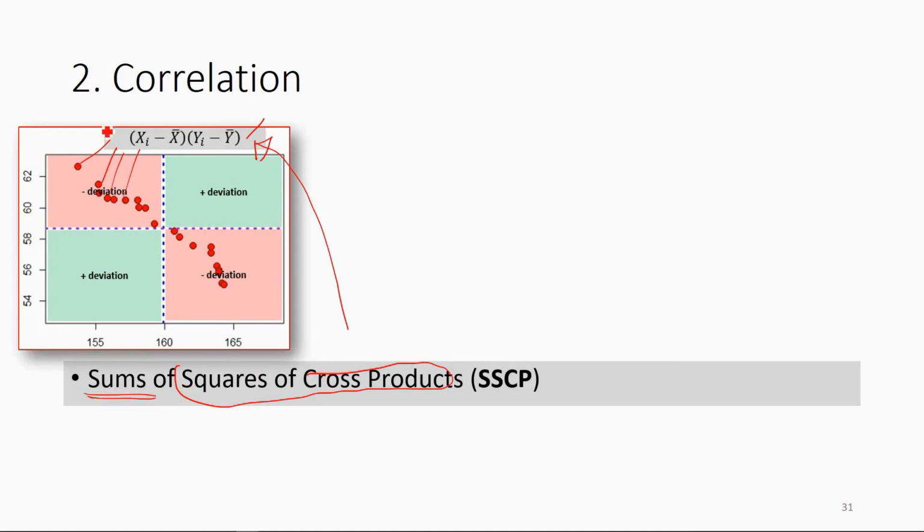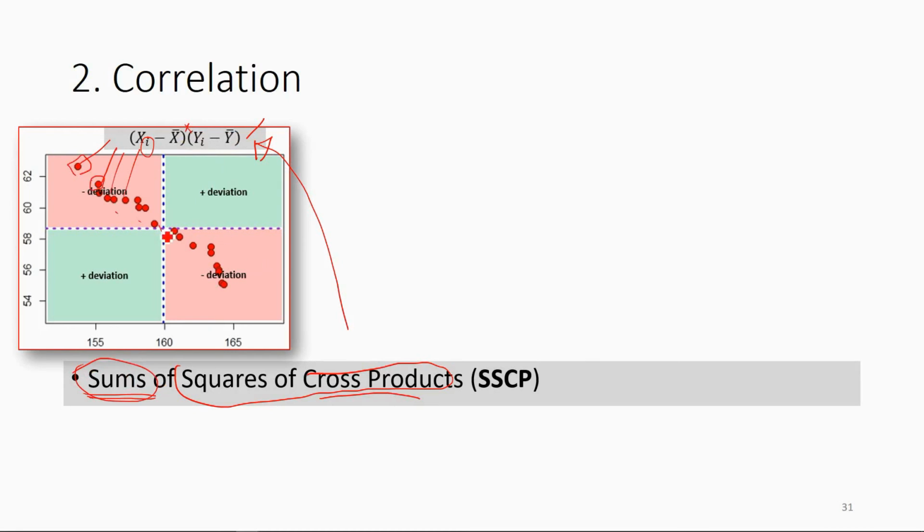You calculate for each of the X, how much it deviates from the X mean. Then for the same data point, the same experimental unit, you look at the Y value and how far the Y value deviates from the mean of Y, and then multiply these two values. Then you get the cross product. After you have done the first point, you calculate the second point, and so on and so forth, until you finish everything. After that, you just sum all the values.